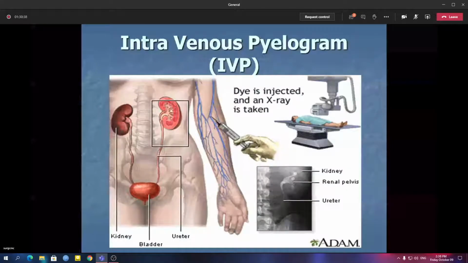IVP, intravenous pyelogram, is another special kind of contrast X-ray. A dye is injected into any of the superficial veins. The dye is carried into the heart. From the heart, via the bloodstream, it goes into the kidney, is excreted via the kidneys, and that visualizes the renal pathway. So it is a method where you can have both the functional as well as anatomical assessment of the renal pathways, intravenous pyelogram.